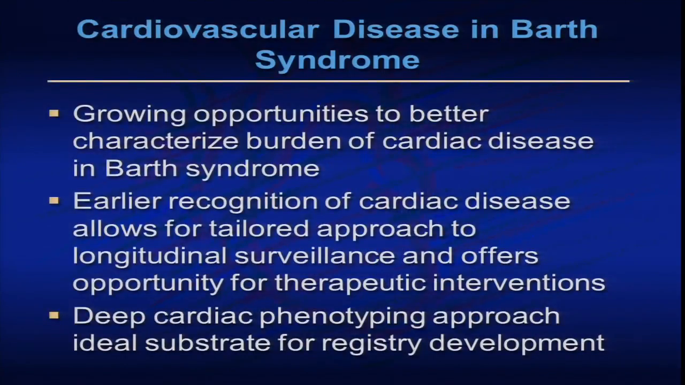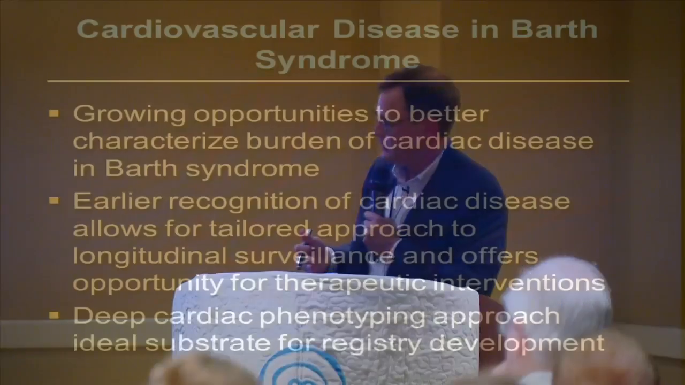So in summary, cardiovascular disease and Barth syndrome, there are real growing opportunities to better characterize the burden of cardiac disease in Barth syndrome. I think it's a very exciting time based on some of the tools that I've been telling you about. Earlier recognition of cardiac disease allows for potential to tailor longitudinal surveillance, okay? So let's say that you do have a concern about fibrosis burden, you do have a concern about arrhythmias. How frequently you see those patients and the type of surveillance you use can be modified to fit the individual in front of you, which I think is a pretty big deal.